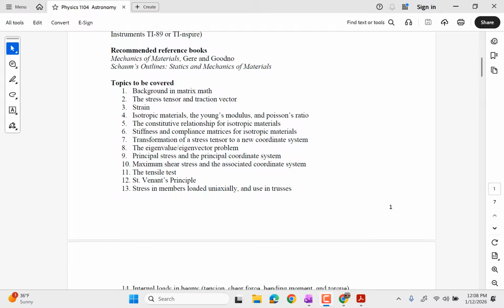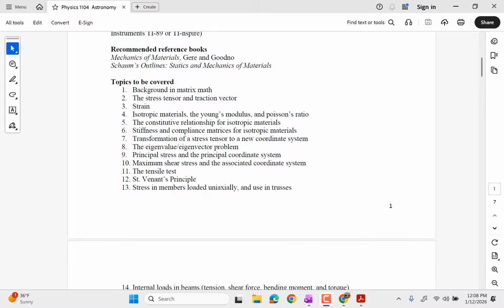The topics we're going to cover: we're going to do a little background in matrix math because everything in this class is pretty much going to be done using matrices. And we'll introduce the stress tensor. Stress and strain are really what this class is about. It's sort of an introduction to the ideas of stress and strain, ways to calculate and predict damage to materials and fracture.